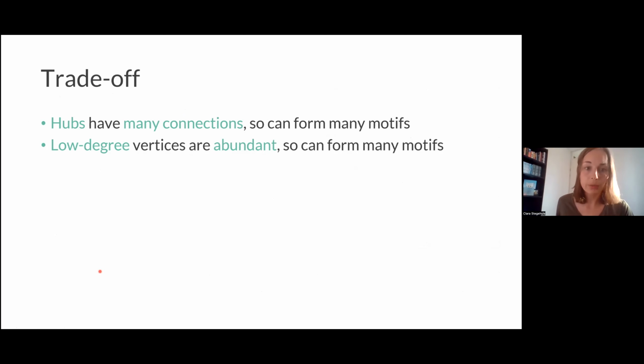Well, intuitively, there's some sort of trade-off going on. On the one hand, some nodes are hubs and they have many connections. So if you have many connections, of course, you can form many motifs. It's quite likely that one of them will form a triangle or another graph. But on the other hand, we know that these hubs are also very rare. So it's also not beneficial to include many hubs in your motif because there are only so few of them and there are many more low degree vertices.